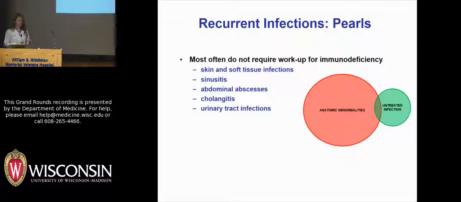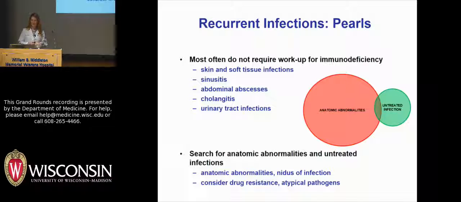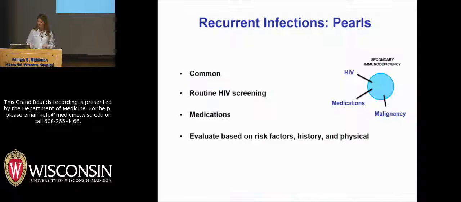These include skin and soft tissue infections, sinusitis, abdominal abscesses, cholangitis, and urinary tract infections. And these all have underlying anatomic abnormalities, or maybe there's a persistent nidus of infection. I'm looking for atypical pathogens, resistant organisms, the nidus of infection, or other anatomic factors in the workup.